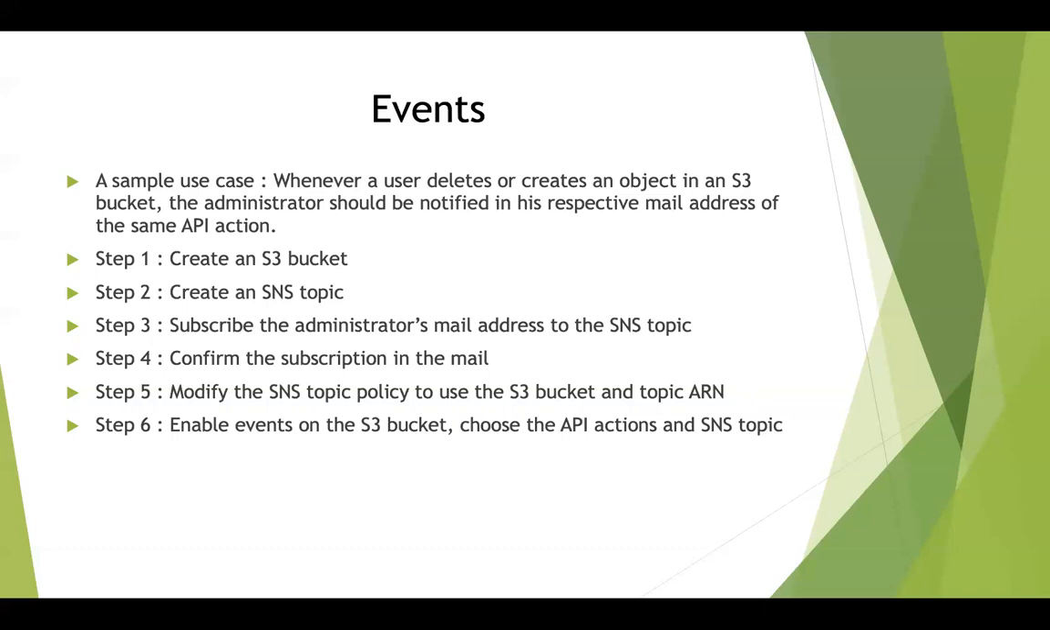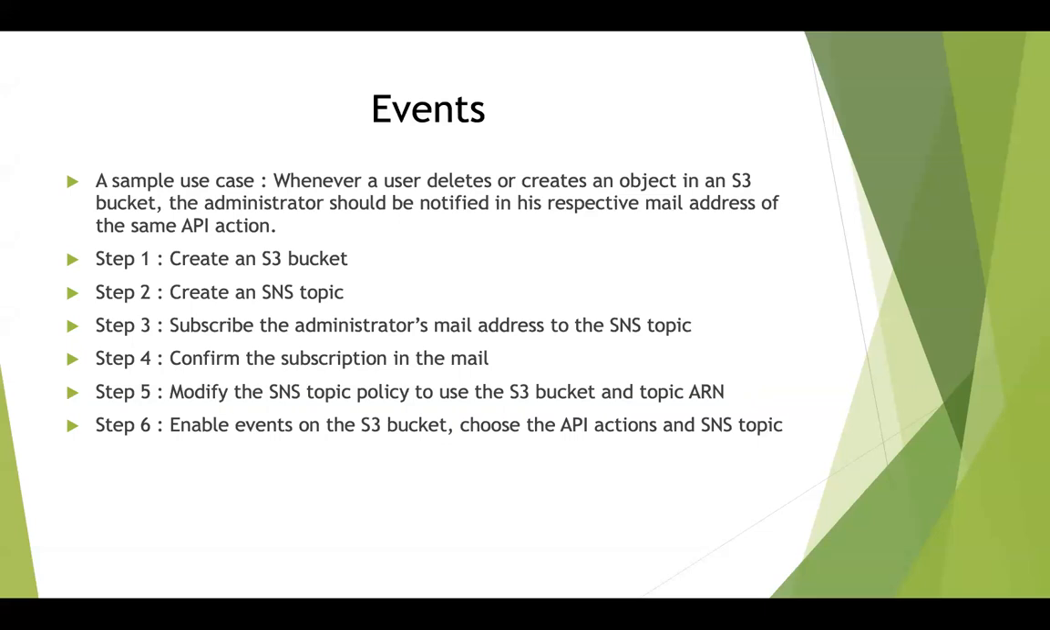So after doing this configuration, what is going to happen? The end result is going to be that whenever a user creates an object or deletes an object, we will be able to get a notification in our mail as to what is the source IP of the person who has done that, what was the object that he has uploaded, or what was the object that he has deleted, and so on.